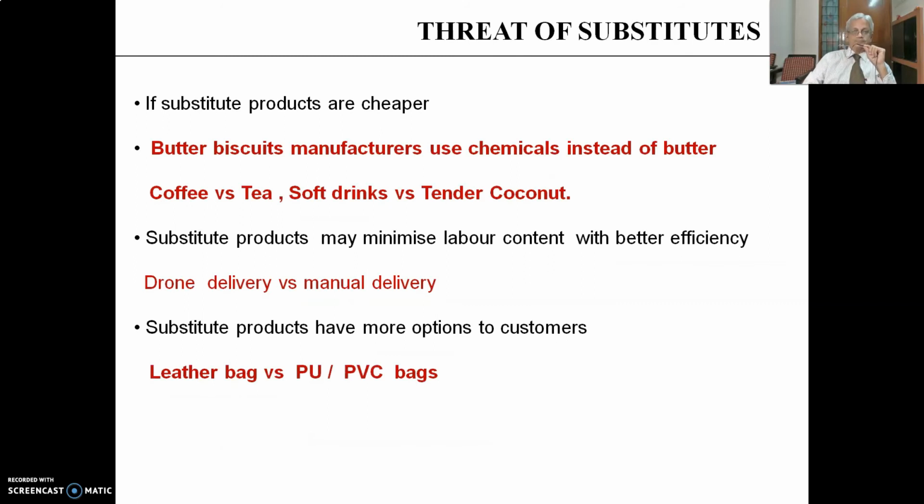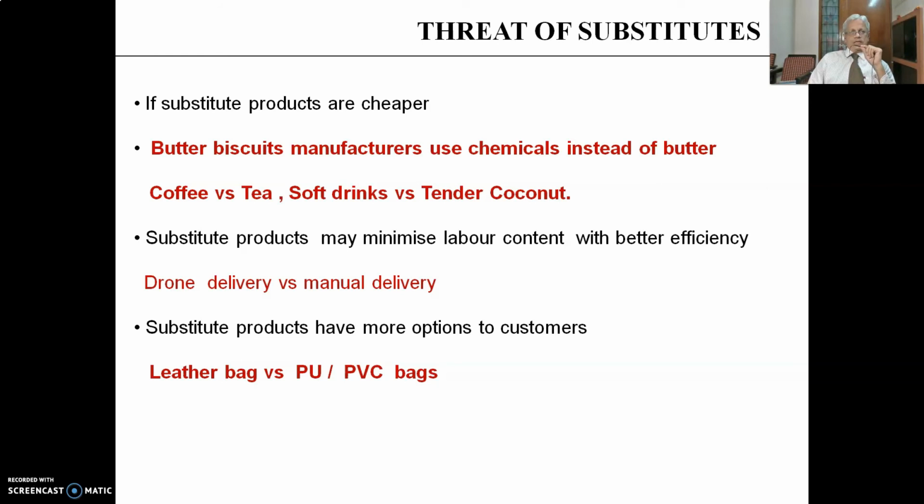Next is the threat of substitutes. The threat of substitutes is quite real if the substitute products are cheaper. Let us take a very interesting case that you would have seen recently: Amul has announced that they're going to manufacture butter biscuit. The reason being, all the existing butter biscuit manufacturers are using chemicals instead of butter because they're very cost effective. Similarly, you would have seen the classical cases of replacement substitution between coffee and tea, soft drinks versus tender coconut, all these cases.